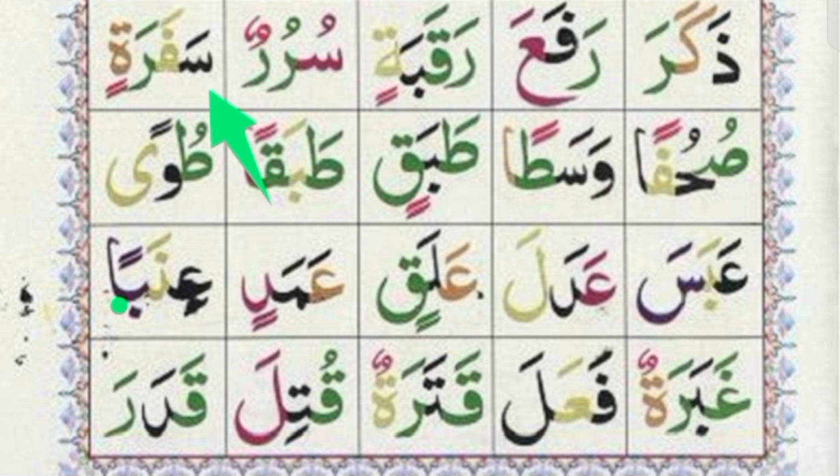Sin fatha sa, fa fatha fa, safa, ra fatha ra, safara, ta double kasratin, safaratin. At stay point, safara, safara. The ta with double kasra will be converted to ha.